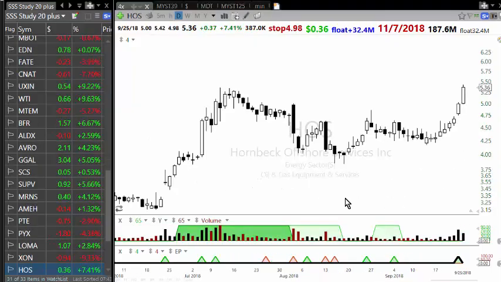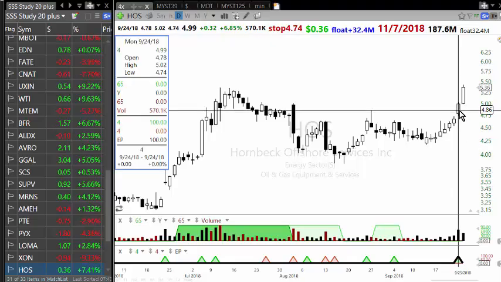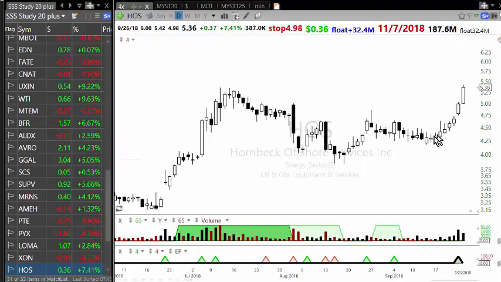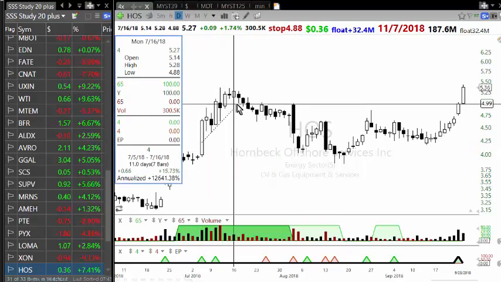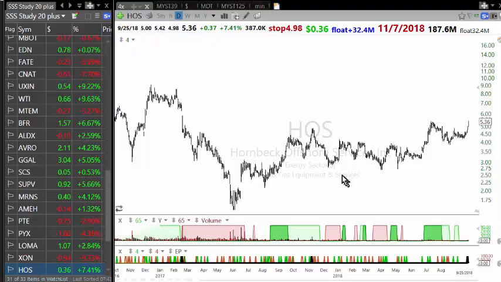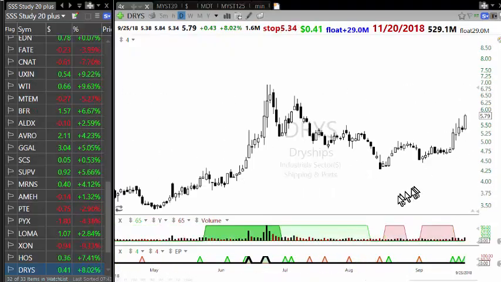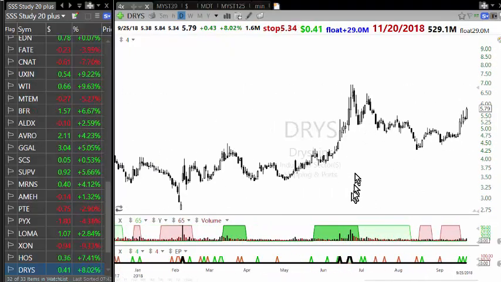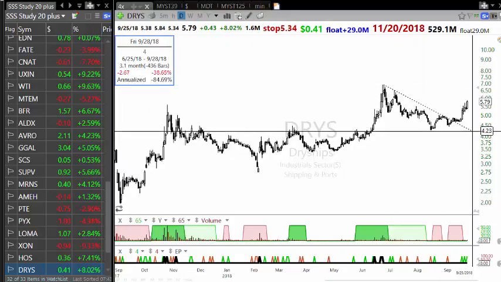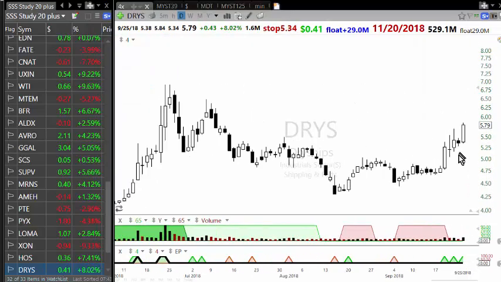This is HQS, again the move started here. These are the creeping kind of stocks which are difficult to trade, but this was an ideal 4% breakout here. Where did the move start from? From a range kind of situation. Dry ship, again the move started here, and the stock was down almost 40% before the move started.